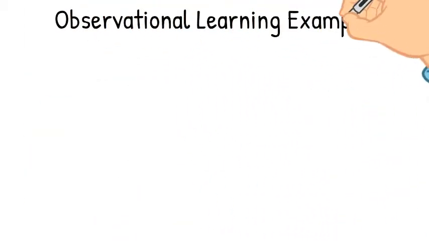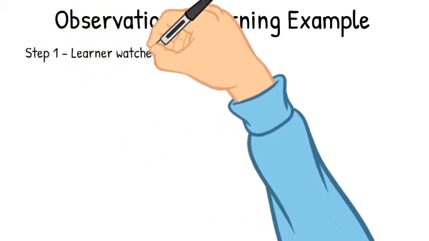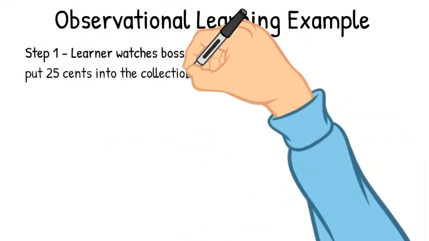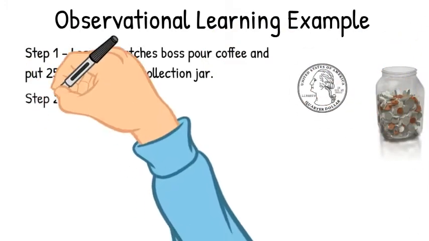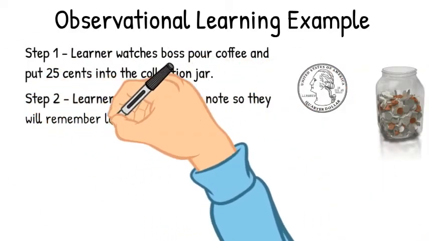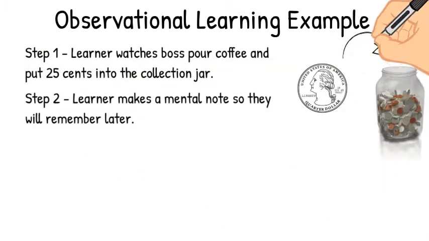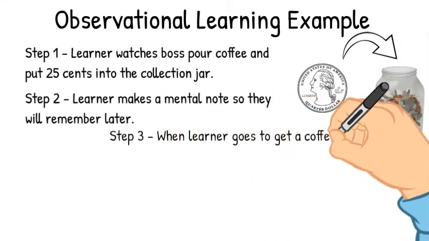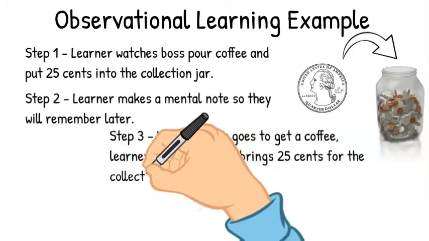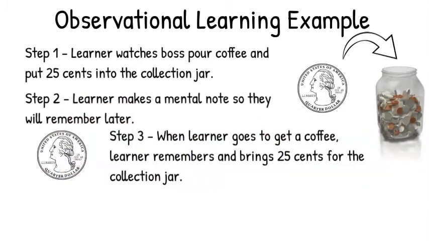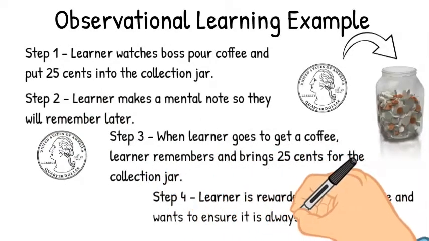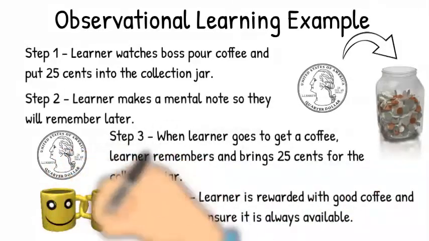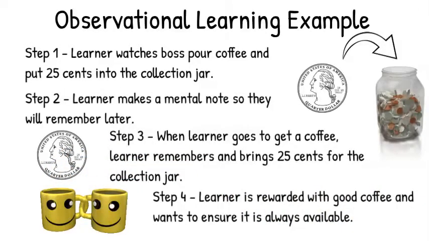An example of observational learning. Step 1. A learner watches their boss at a corporate coffee station. The boss makes a coffee and puts some coins into the jar. Step 2. The learner makes a mental note that coffee costs 25 cents and that they should put a quarter in the jar after they pour themselves a cup of coffee. Step 3. The learner brings a quarter to the coffee station, pours themselves a cup of coffee, and puts the quarter into the jar. And step 4. The coffee tastes great and the learner wants to make sure that it's always available, so they associate the good coffee with paying the quarter.